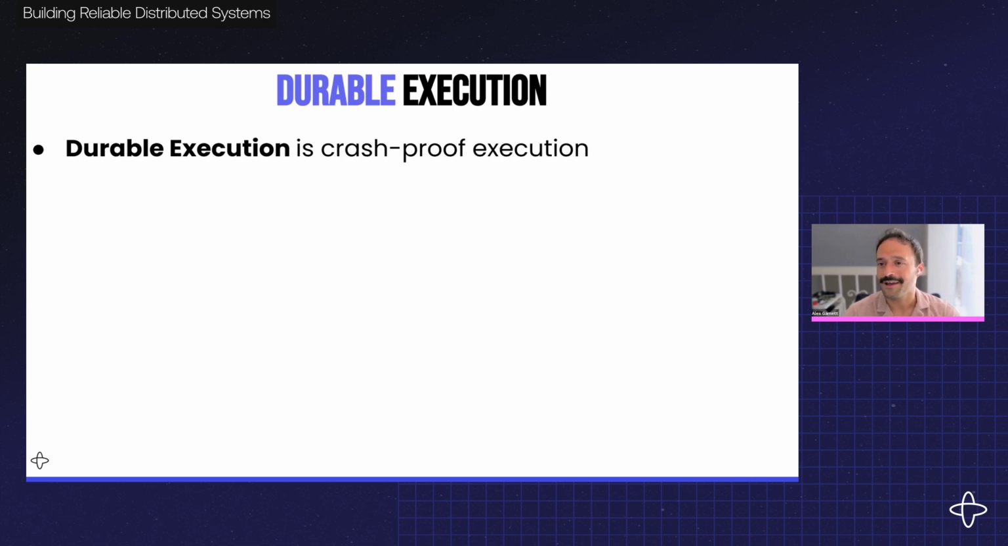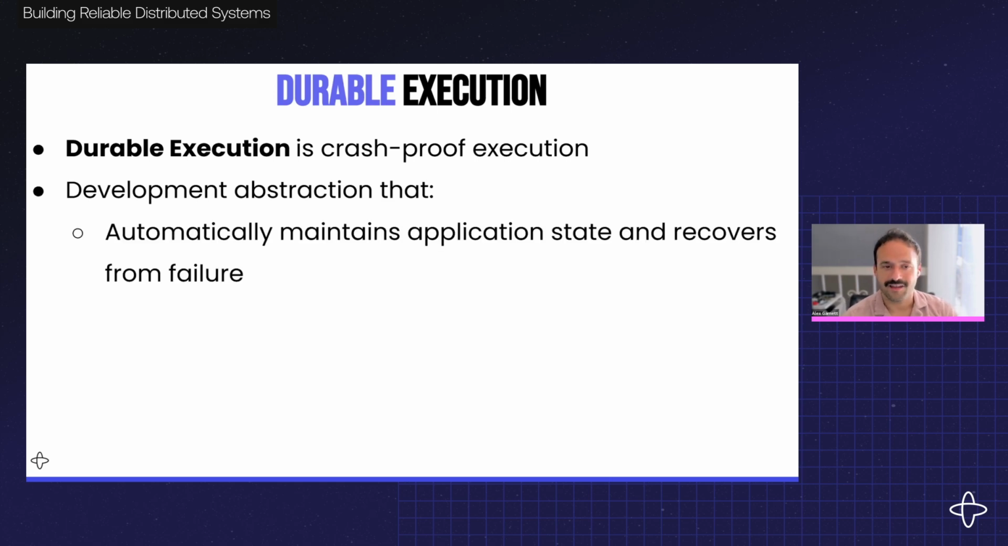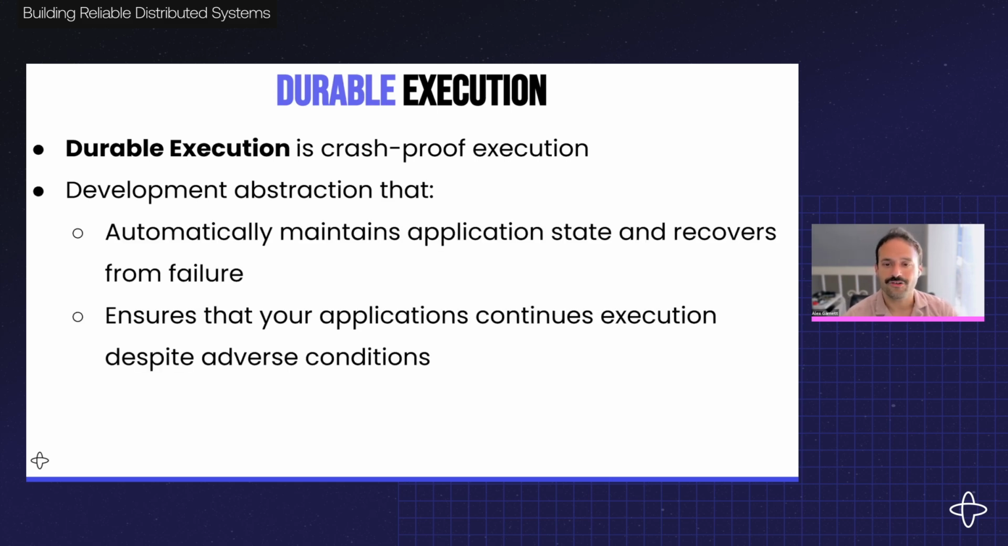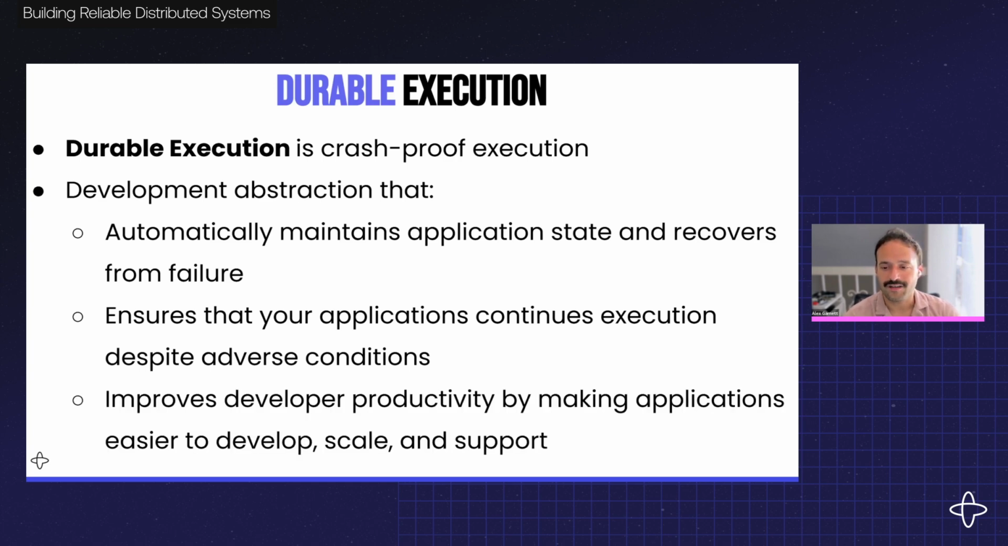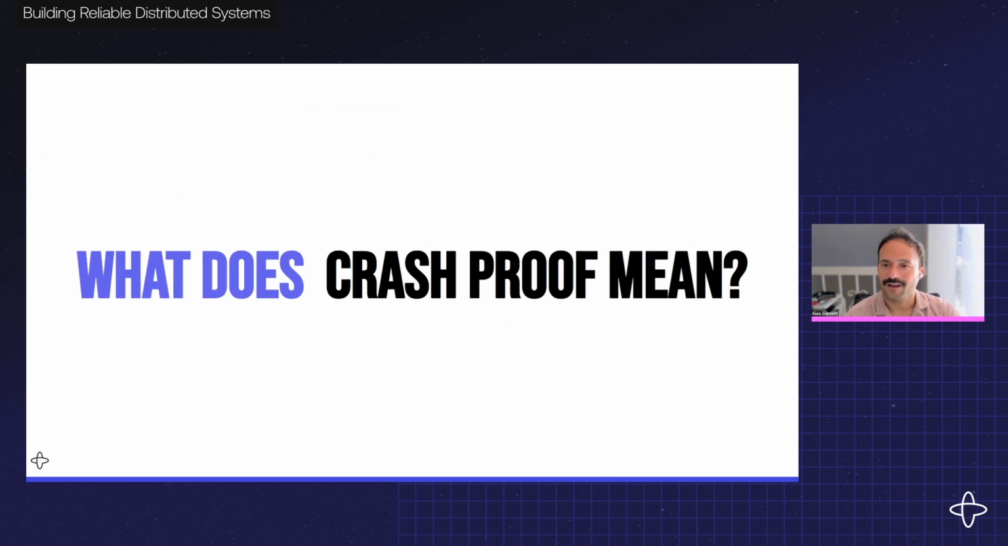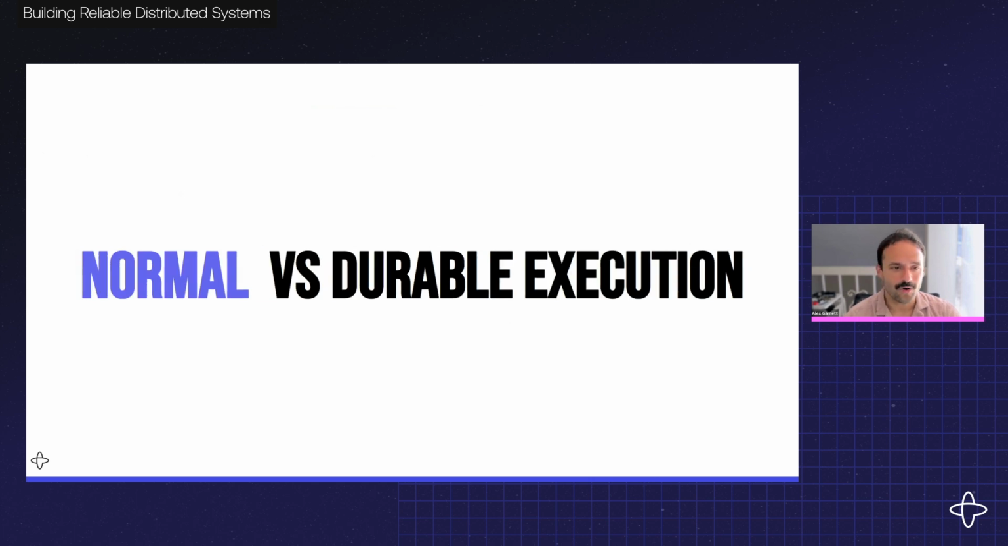So you don't have to spend all of your time persisting variables out to different parts of your database before you would normally want to do that in a logical way. It is a development abstraction that automatically maintains state and recovers from failure, ensures your applications continue execution despite adverse conditions, and improves developer productivity by making applications easier to develop, scale, and support. So, crash proof. Okay, let's talk about normal execution as opposed to durable execution.